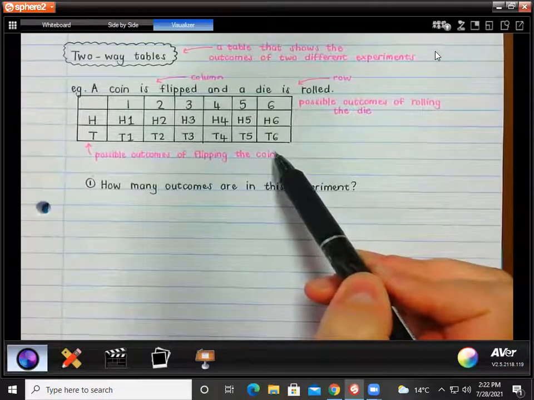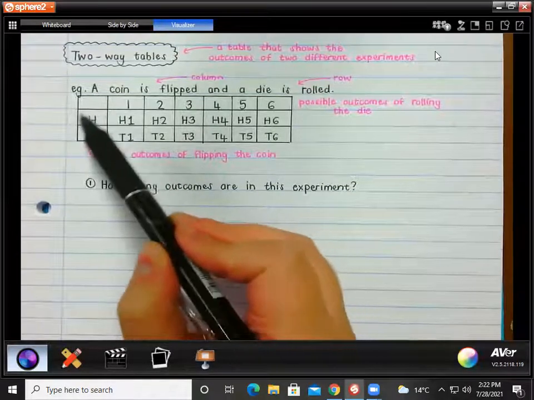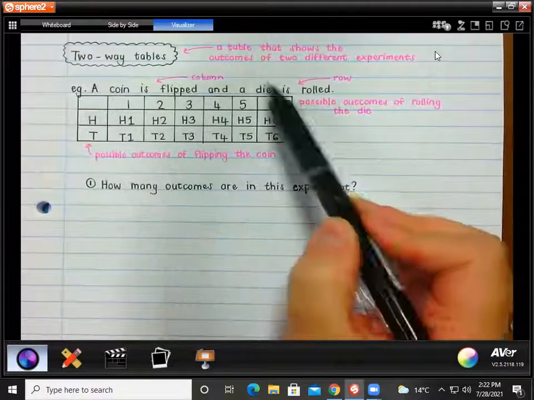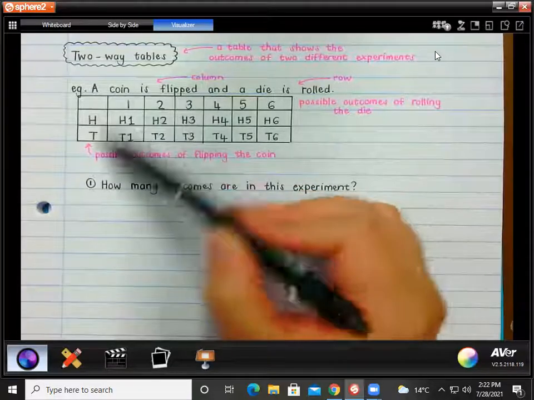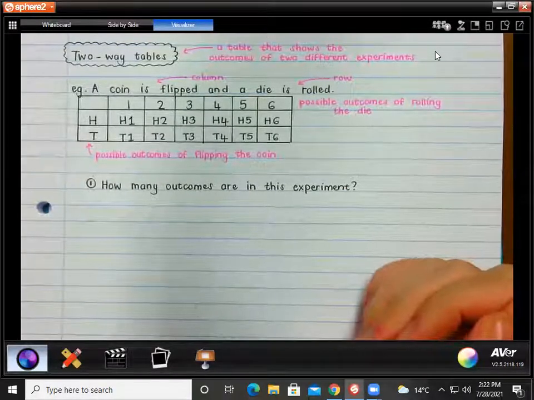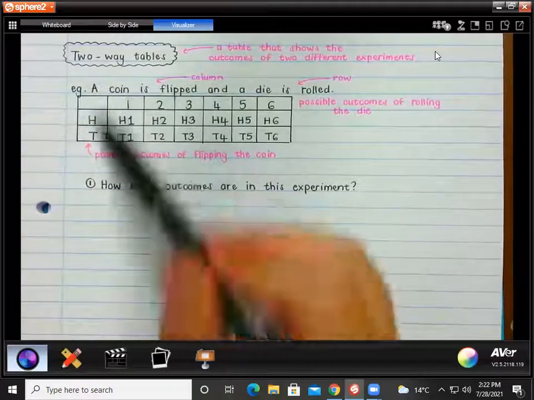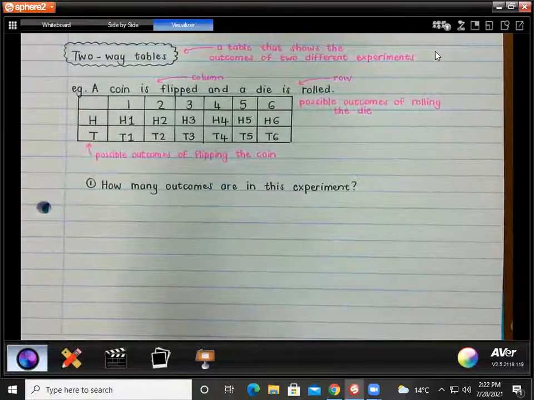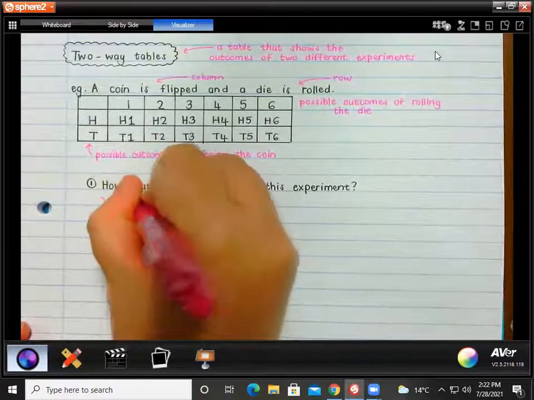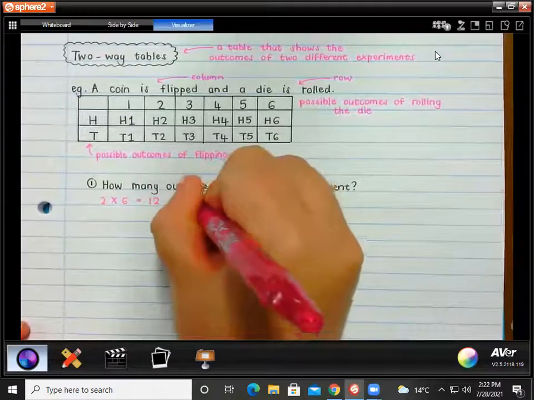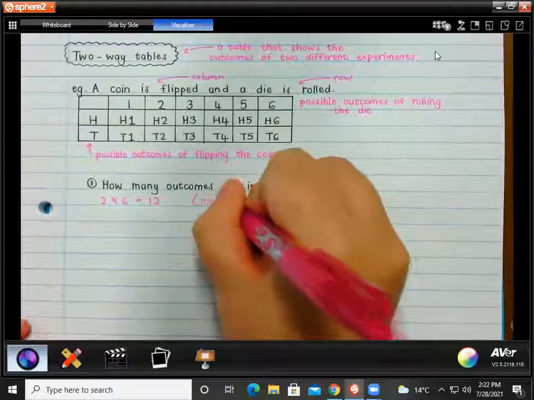All right, or what you can do for this, we see that we have 2 possible outcomes for the one experiment. And then how many possible outcomes do we have for the other one? 6. What's 2 times 6? 12. All right, so it will always work like that. The number of rows that you have and the number of columns. All right, so how many outcomes are in this experiment? You can just write there 2 times 6 is equal to 12. Then in brackets, I'm just going to say or count the blocks.